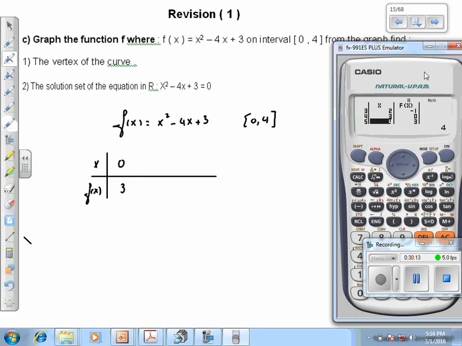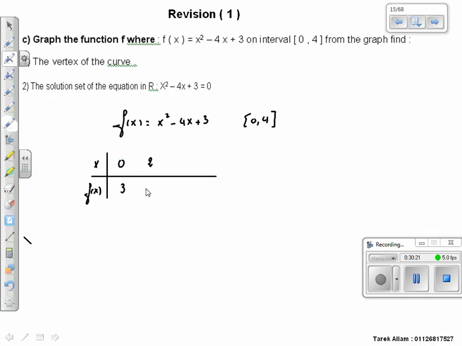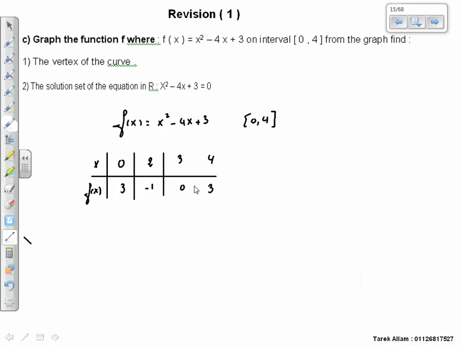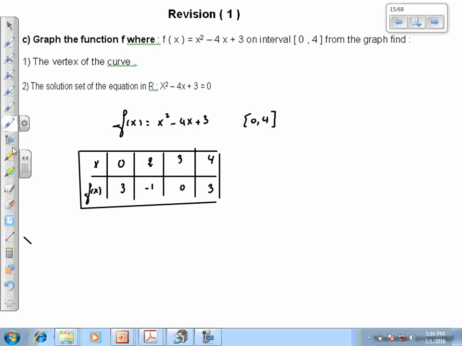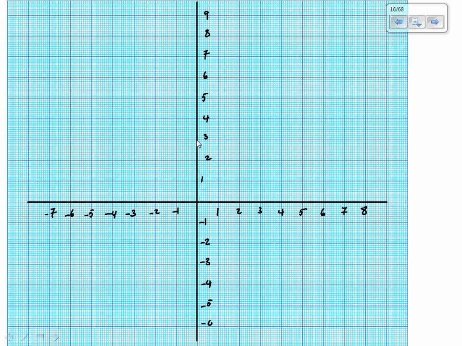I will take these values and put them here in the opposite table. So when x equals 2, y equals negative 1. When x equals 3, y equals 0. When x equals 4, y equals 3. That is the table for drawing the function. Let's use this table and continue answering the question on the graph paper. So when x equals 0, y equals 3. I will take this point. When x equals 1, y equals 0. When x equals 2, y equals negative 1. When x equals 3, y equals 0. When x equals 4, y equals 3.